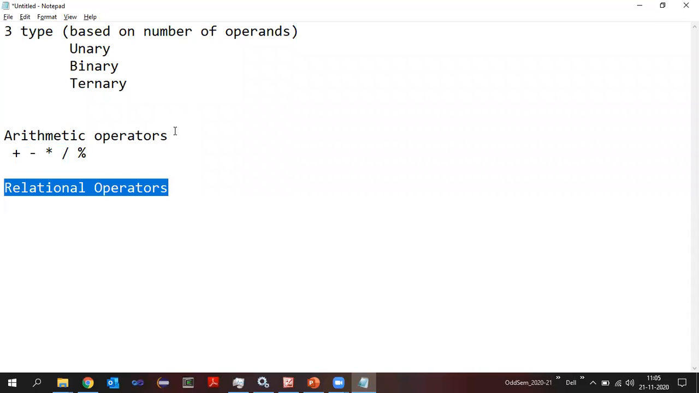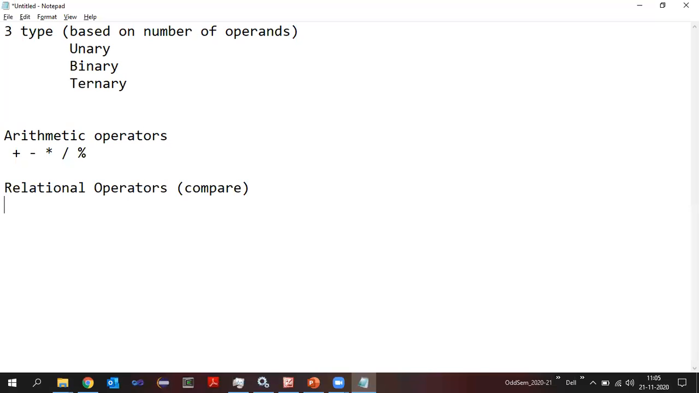Later we started with the second type of operators, called relational operators. What do relational operators try to find out? Basically, they compare. They compare 2 values, meaning 2 operands. The first operand will be compared with the second operand. The operators here are less than, greater than, less than or equal to, greater than or equal to, not equal to, and equal to. These are the 6 different relational operators.